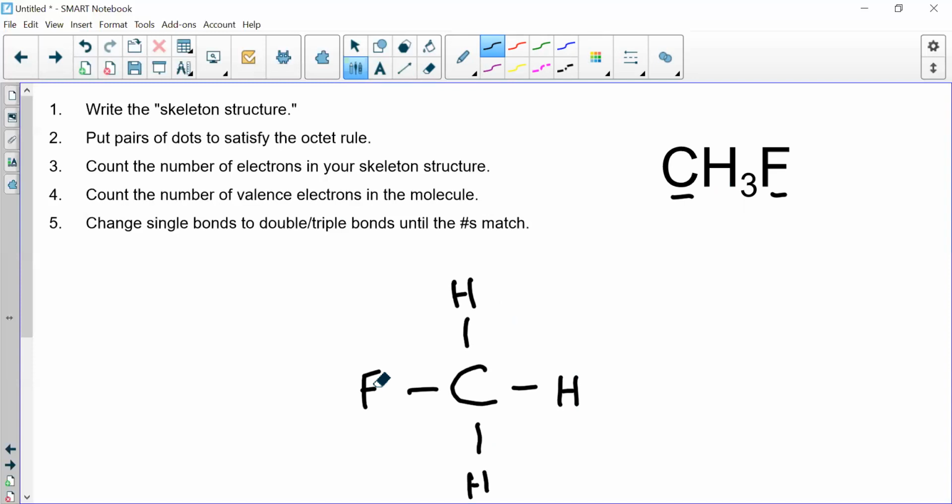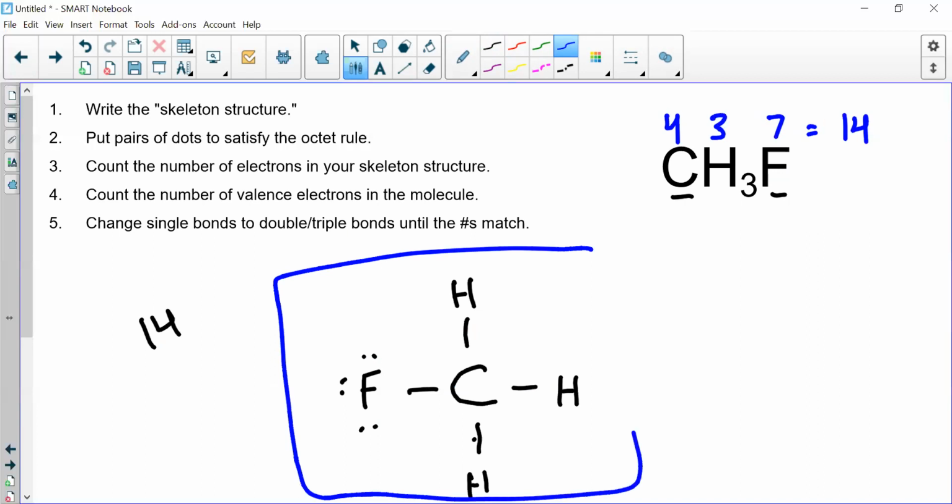Okay, for our dots, hydrogen does not get any because it has 2 already and it's done. This carbon in the middle is done as well because it has 2, 4, 6, 8. This fluorine, though, needs lone pairs, and we now have our octet rule satisfied. Let's count them. 2, 4, 6, 8, 10, 12, 14. Let's count this. Carbon is 4. Hydrogen is 1. There are 3 of them. Gives us 3. Fluorine is 7. 4 plus 3 plus 7 is 14, which means that's our Lewis structure.